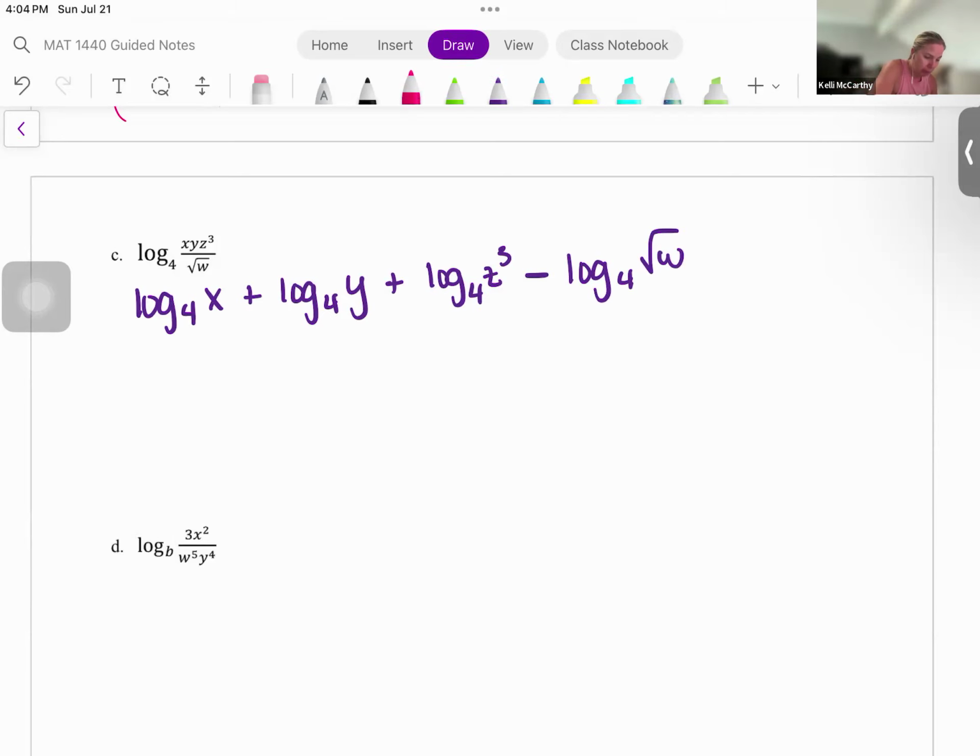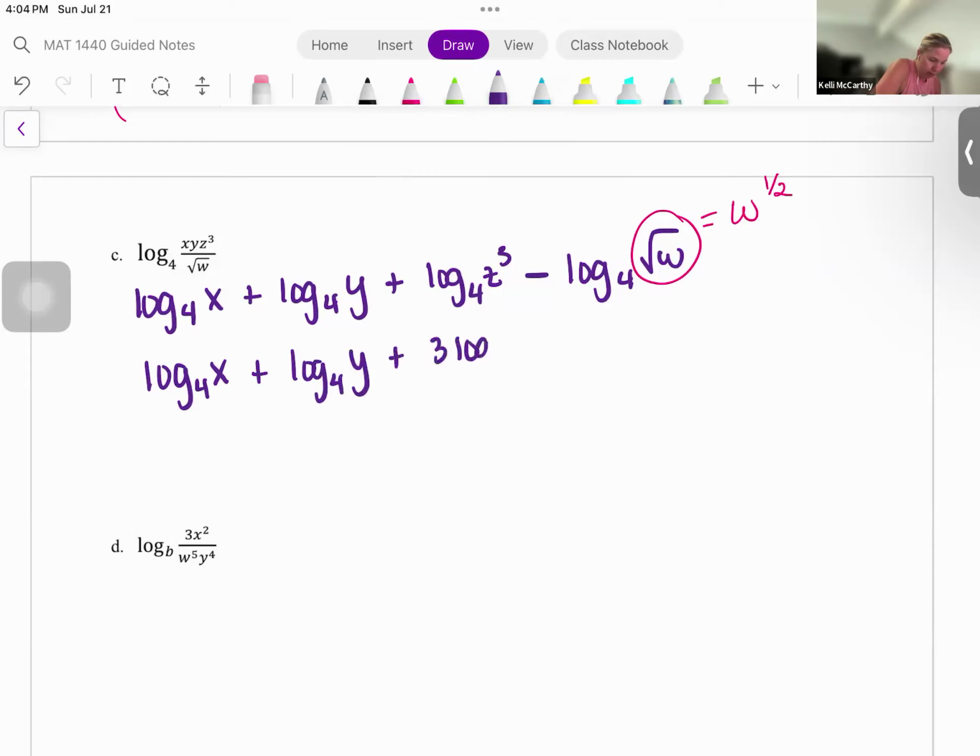Now, we do want to remember that the square root of w is the same as w to the power of 1/2. And then we can use the power rule to bring down our exponents. So we've got log base 4 of x plus log base 4 of y plus 3 log base 4 of z minus 1/2 log base 4 of w.